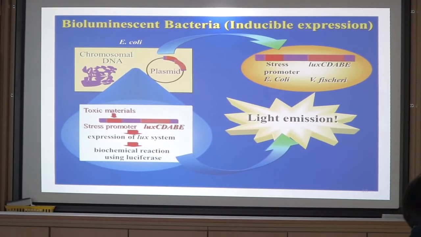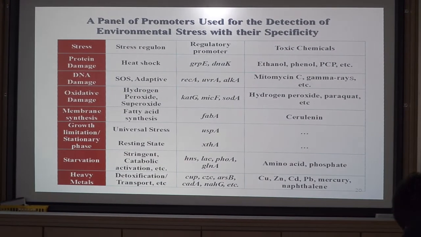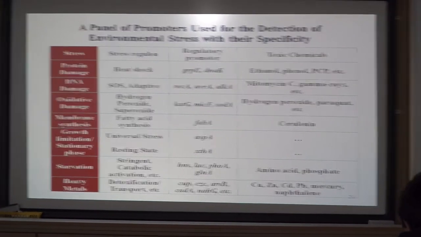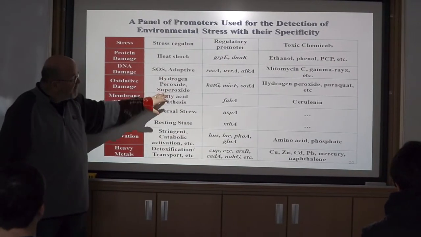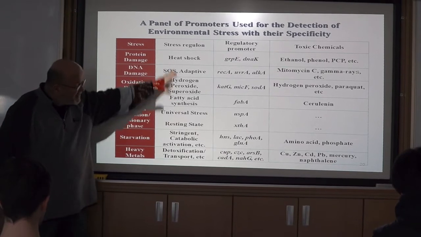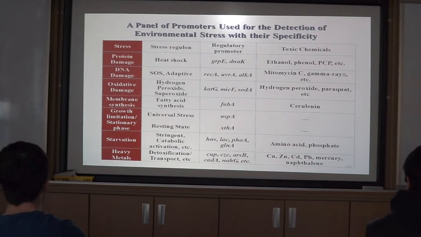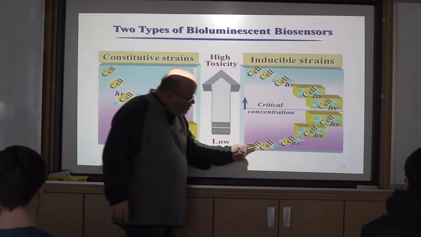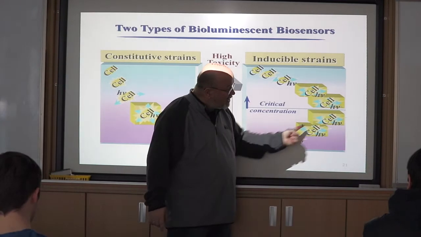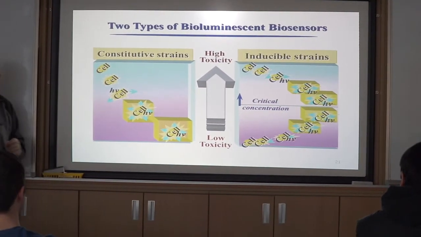Now there's two types of bioreporters. I'm just going to go quickly through this. Basically, these are the stress promoters that you can use: heat shock, DNA damage, oxidative stress, fatty acid synthesis, and so forth. So you can see E. coli can respond to a lot of different stress. Really quickly, when you use an inducible system, the light level will increase and decrease. And I'll show you this in the next picture.